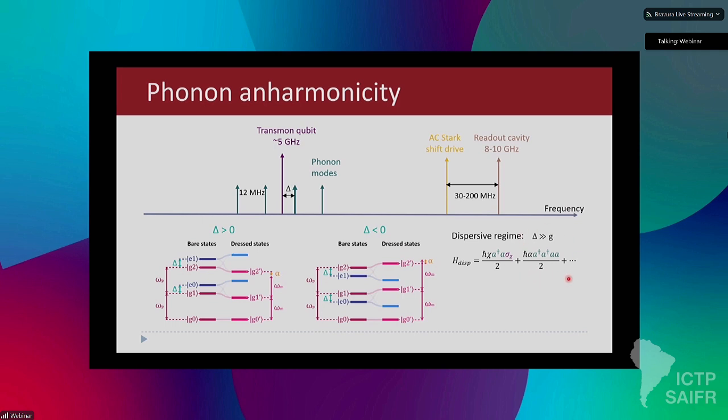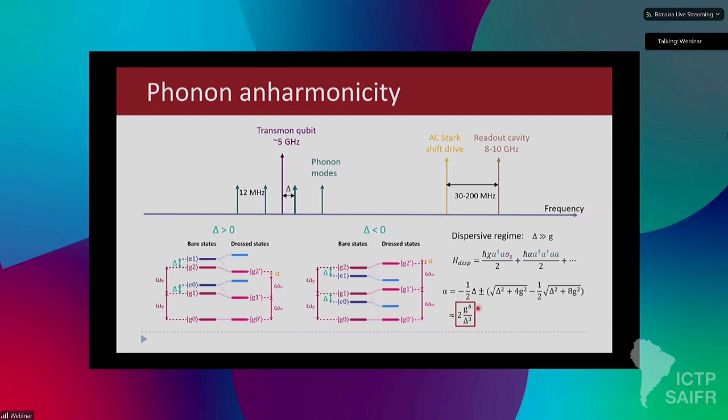But the second term here that we're going to make use of is the fact that the phonon mode is going to inherit some nonlinearity, some anharmonicity, from our qubit. And it is actually given exactly by this term here. This a dagger squared, a squared term describes exactly this anharmonicity. And if you diagonalize the Hamiltonian, you can find an analytical expression that tells you the size of this anharmonicity, and it depends on our coupling strength and the detuning.